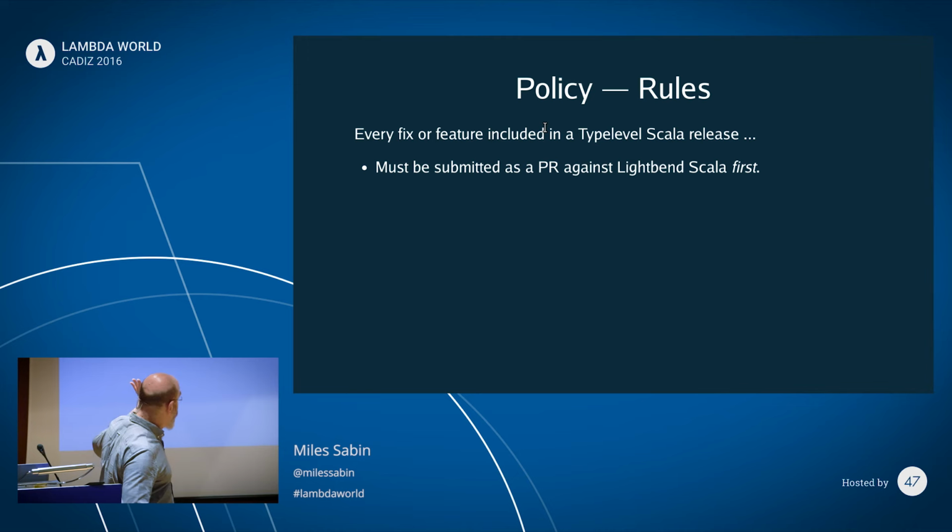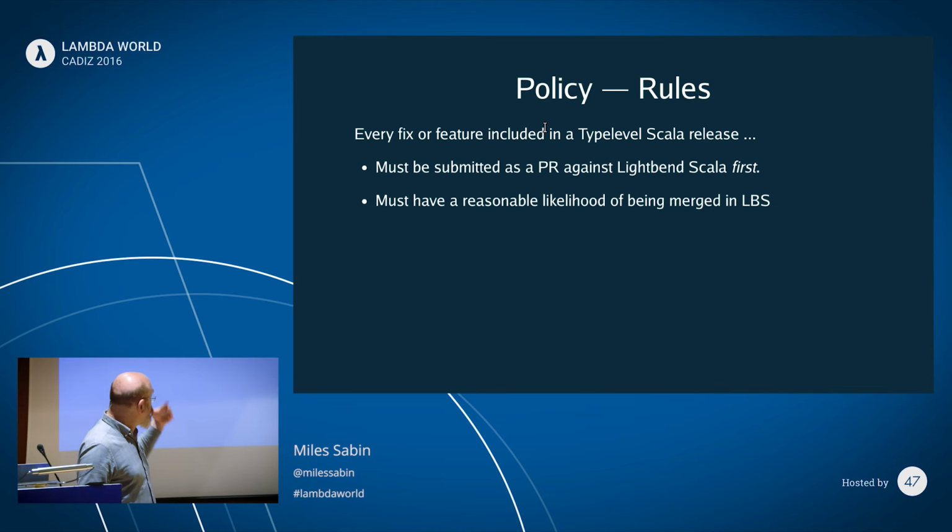And to basically hammer home how this is going to happen, the policy for submission of anything into Typelevel Scala is that it must first exist as a pull request against Lightbend Scala first. Now, there's a bunch of reasons why this is a good thing. First, it's a statement of intent that we really do want this stuff to be merged into Lightbend Scala. We're not a fork that's going off on a completely different track. We want the stuff to be merged into the mainline so that we can use it. People using Typelevel Scala are, if you like, ahead of the curve, hopefully, but ultimately everybody will be able to use those things without having to do anything risky or unusual.